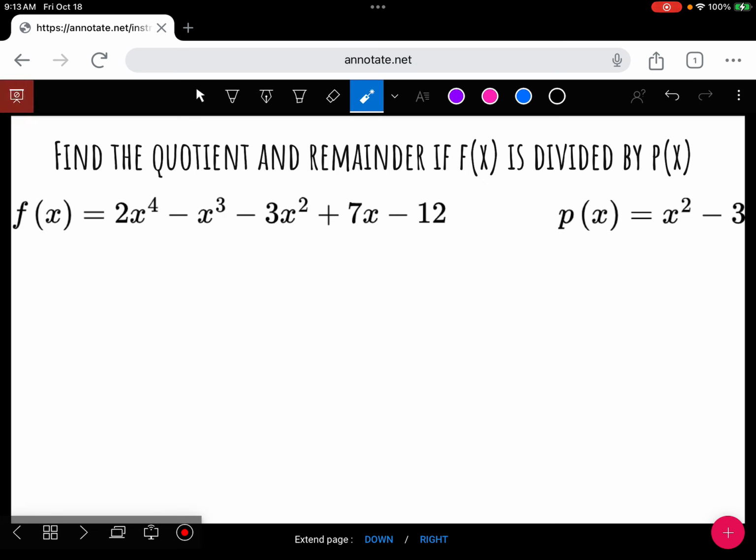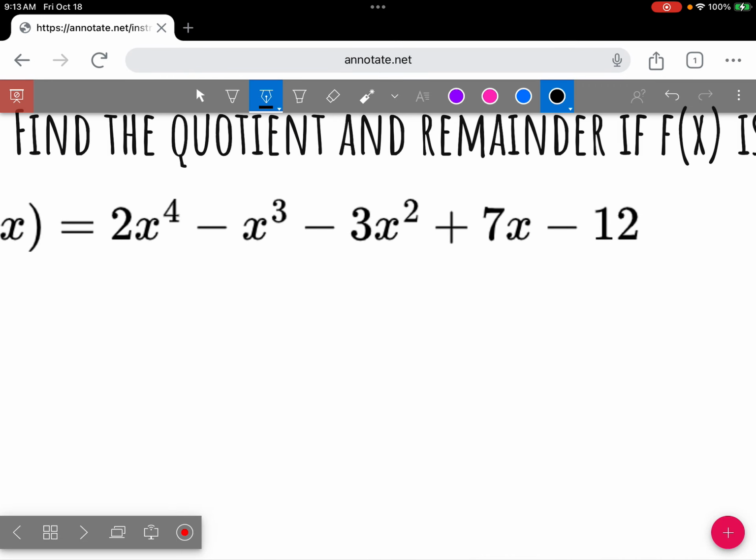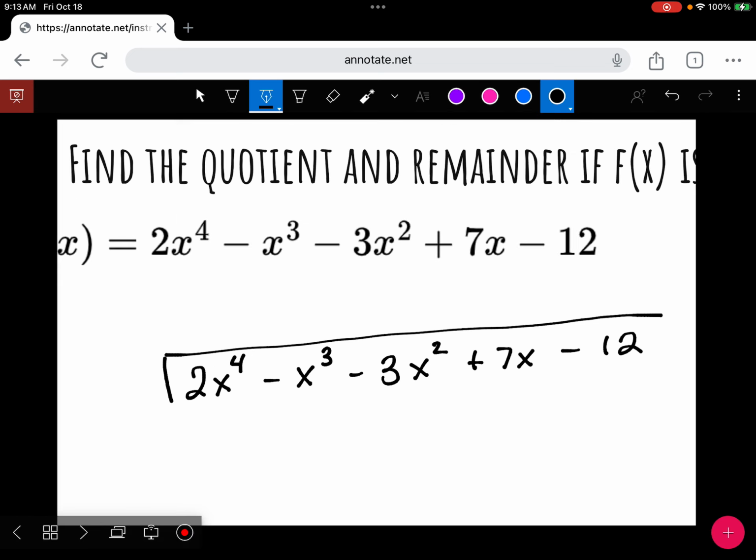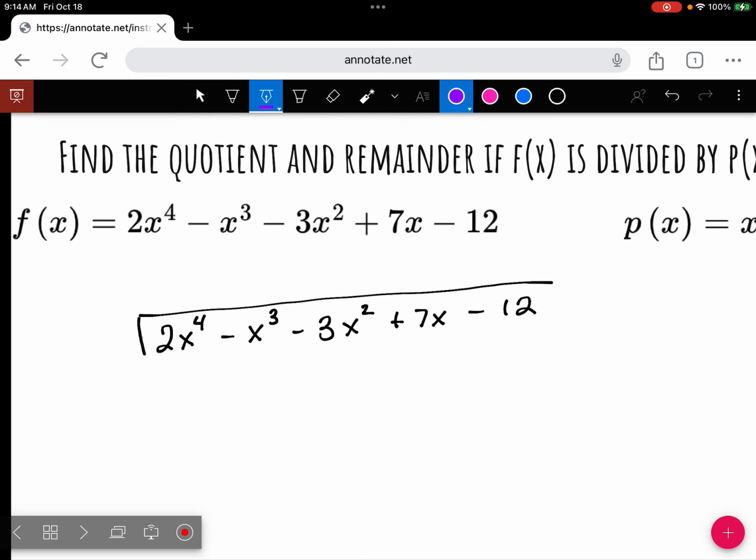So we're going to set this up again as long division. So I'm going to build my house. Inside, I'm going to put my f of x, my 2x to the 4th minus x cubed minus 3x squared plus 7x minus 12. And we're dividing it by our p of x, x squared minus 3.